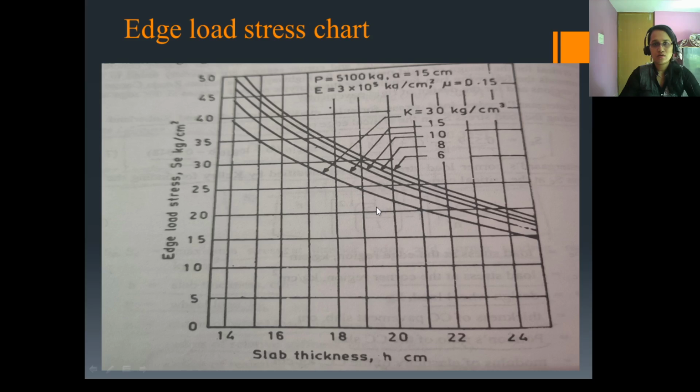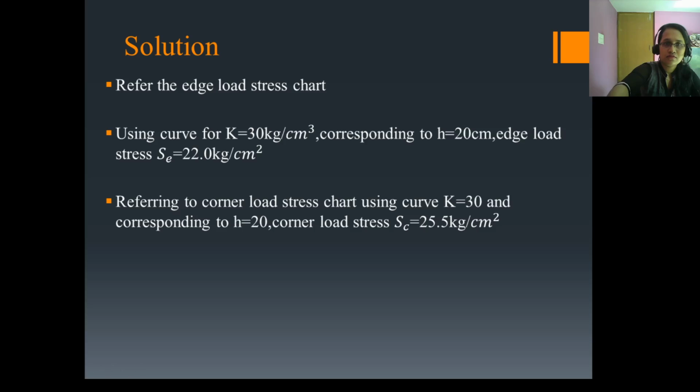It will be around 22. So corresponding to this we have to find out the edge load stress, and we are getting it as 22. Is it clear? This curve is K value 30 and corresponding we know H value as 20. So edge load stress will be 22, around here it will come. So this is the way we can find SE. So SE will be 22.